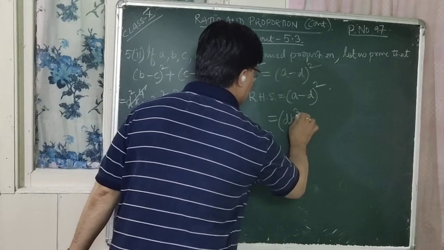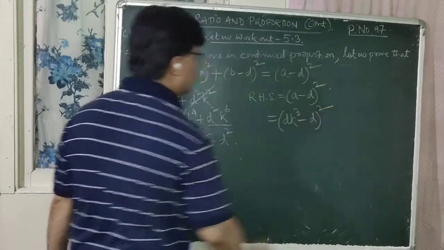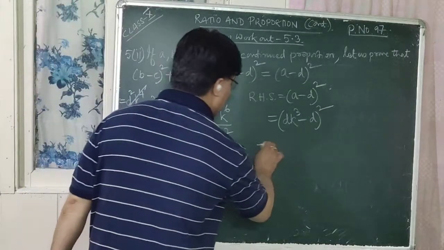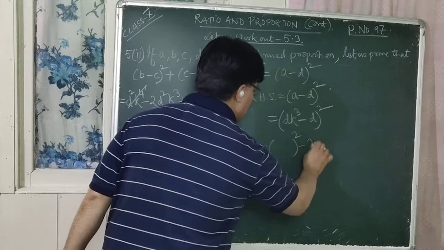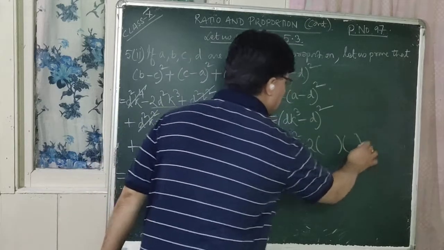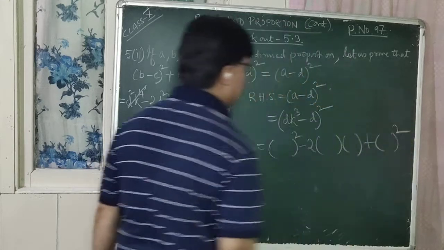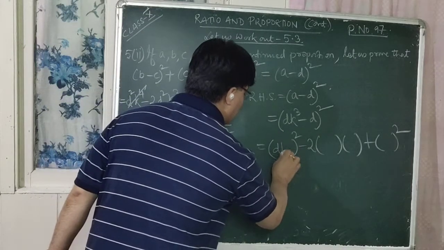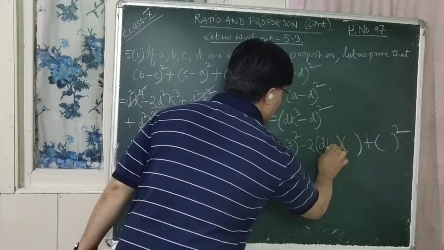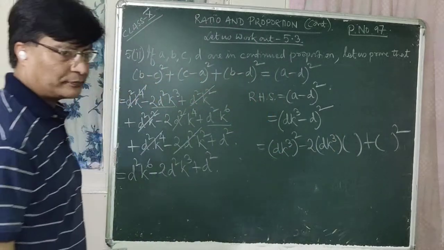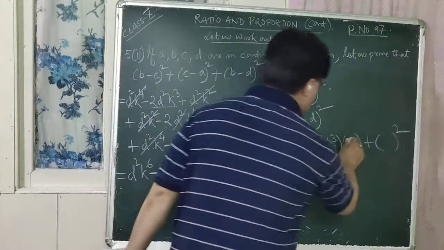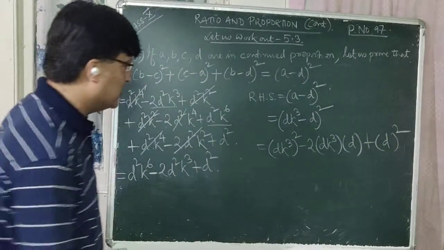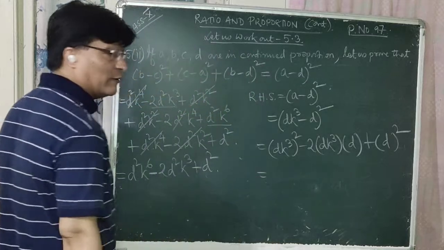What is a here? It is (dk³ − d) whole square, right? Now what is the formula that you can use here? (a − b) whole square. So what is the formula? a² − 2ab + b², right? So what is the value for a here? dk³. You write dk³ here, here also dk³, right? What is the value for b? d. This is the place for b, so you should write d here. So which is equal to, now simplify it.